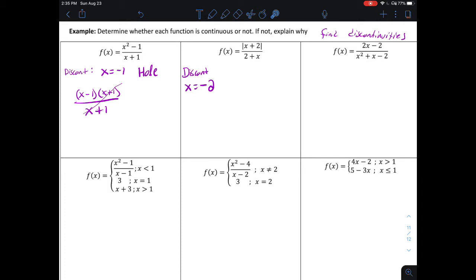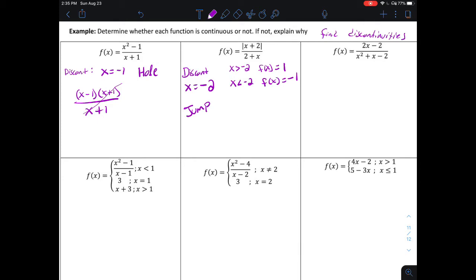which means that if x is greater than -2, then f of x is going to equal +1. If x is less than -2, f of x will be -1. The discontinuity we would have would be a jump discontinuity.